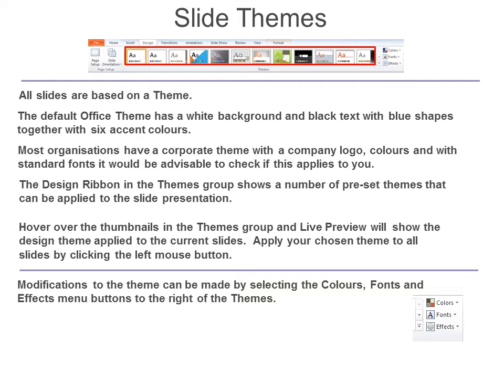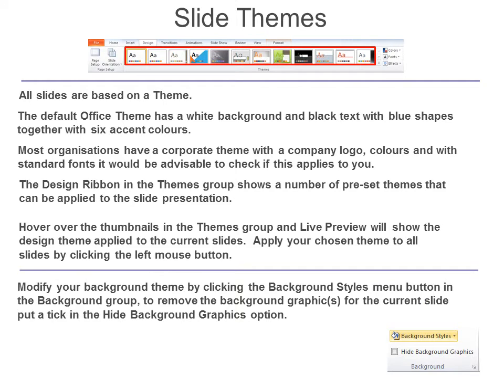Modifications to the theme can be made by selecting the Colours, Fonts and Effects menu buttons to the right of the themes. Modify your background theme by clicking the Background Styles menu button in the Background group. To remove the background graphics for the current slide, put a tick in the Hide Background Graphics option.